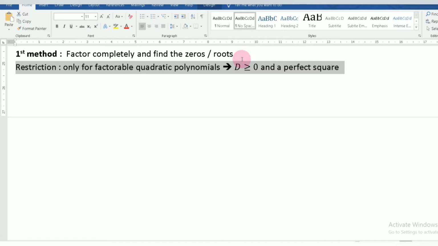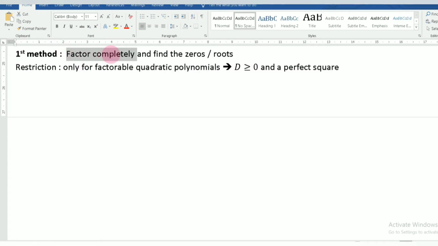Okay, the restriction. This method is limited only to factorable quadratic polynomials. So if you cannot factor the quadratic polynomial, don't bother to use this method, since the method itself is to factor completely. It means you have to be sure whether your quadratic polynomial can be factored or not. So how do you know? We have the discriminant as the powerful tool to check it first.